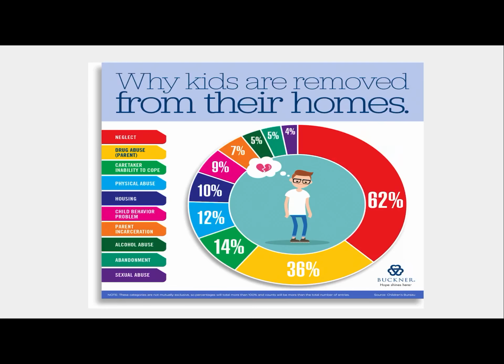So why are children removed from their homes? When we look at how the process first starts in a home, there are a lot of different factors, but the number one leading cause is neglect and abuse. We see 62% of children are removed from their homes because of neglect. Some of the other larger issues are drug abuse, caregiver inability to cope, physical abuse, housing, and child behavior problems. So there are a lot of different reasons that children are being removed from their families or parents, but the number one is neglect and malnourishment of a child.